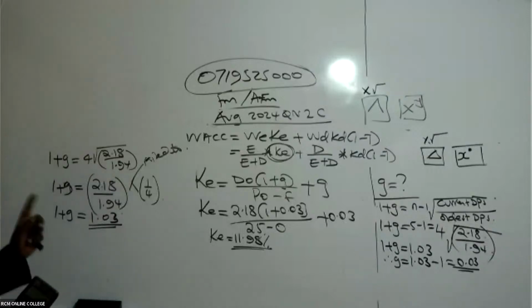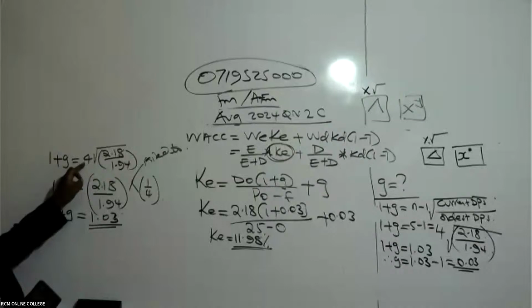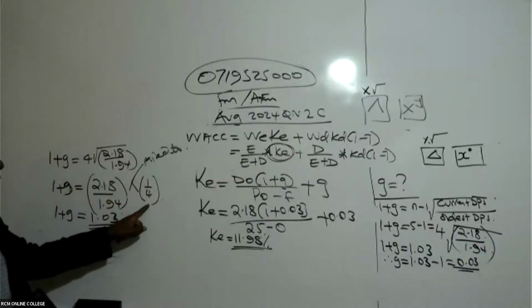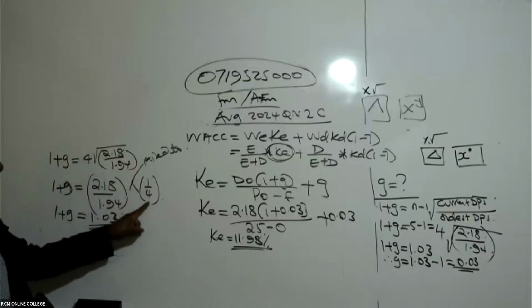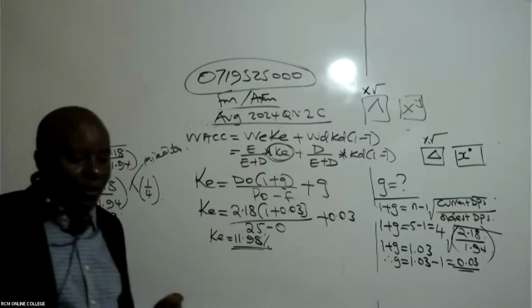So I must remember that if, for example, this here was a fifth root, then this will be the same as raised to 1 over 5. If it is a 10th root, then this will be the same as raised to 1 over 10.